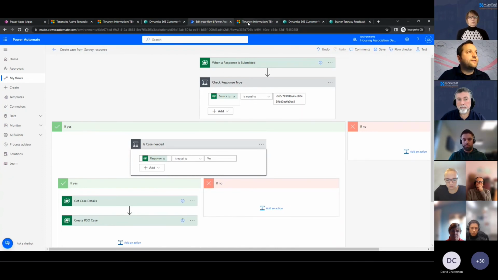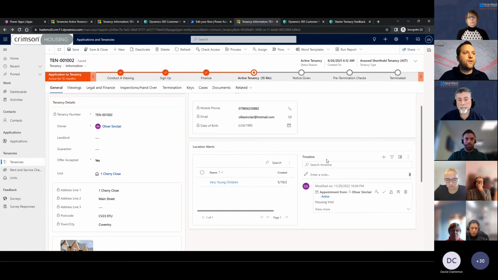So let's jump into that tenancy and find out what's happened once we've done that response. Just going to very quickly refresh the page.